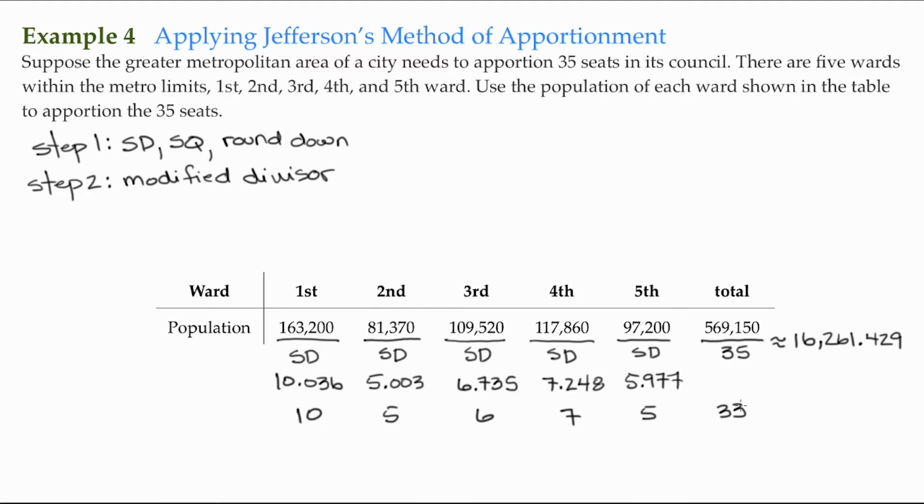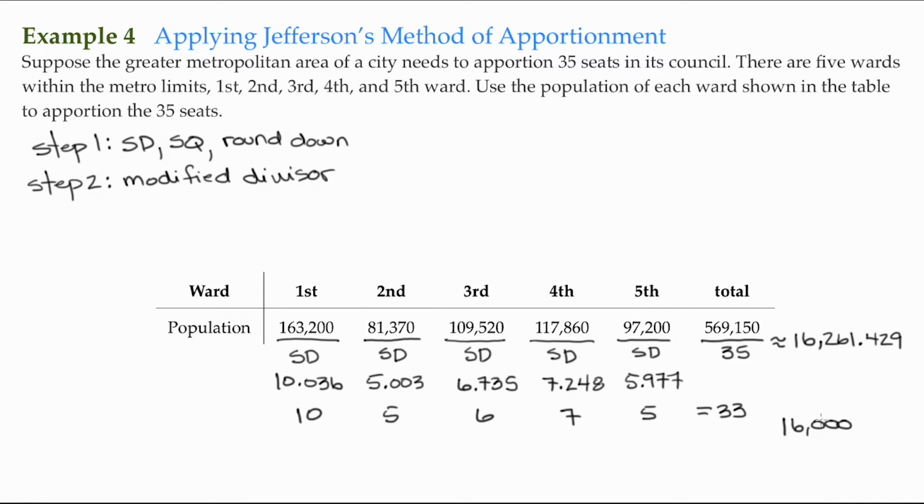Now, since this is 33, that's too small, I'm going to lower the standard divisor to a smaller number. That way, when I divide it into here, I'll get a greater output, which of course we need more seats. So again, it's just kind of a guess and check. So how about if we try 16,000? This is our modified divisor. That's this right here, step 2 for Jefferson's method.